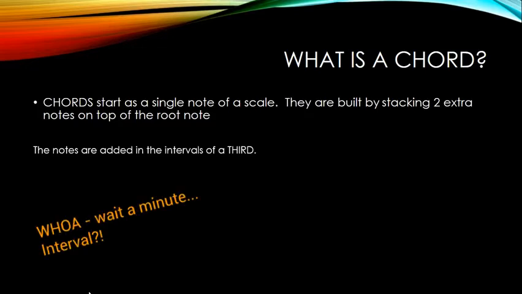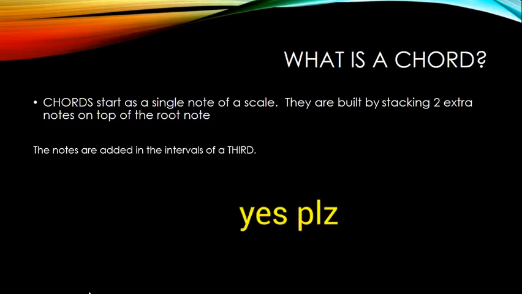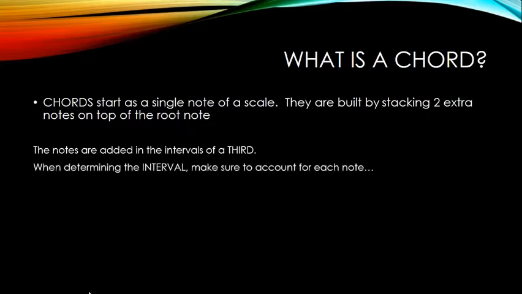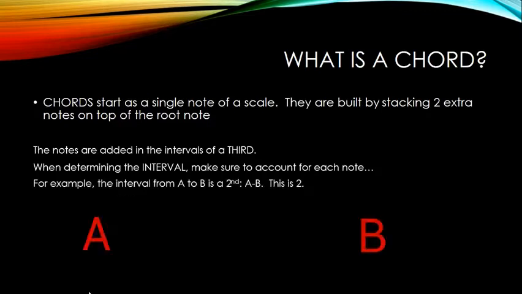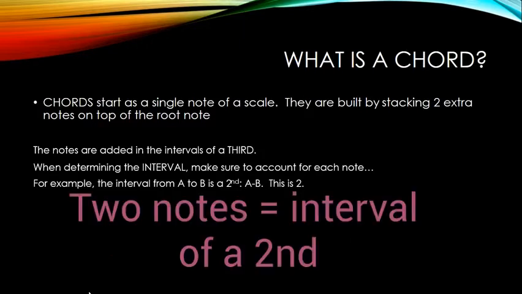So back up. We might need to know what an interval is. An interval is a space between the notes, or the distance from one note to another. And it's always going to be some sort of number. So as you're determining the interval, make sure you account for each note. For example, the interval from A to B is a second. A, B. 2 notes, the interval is a second.